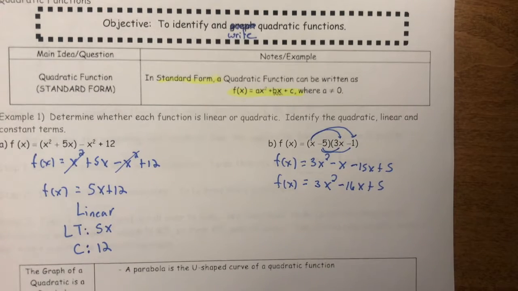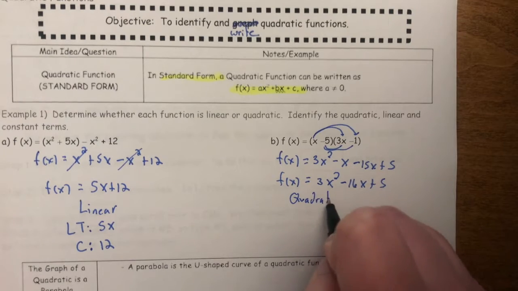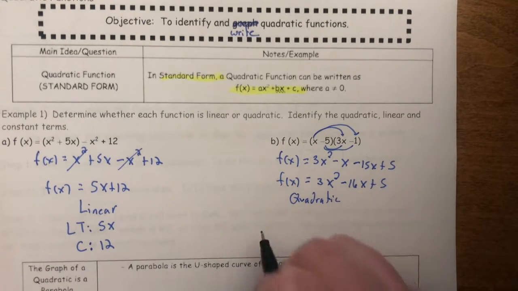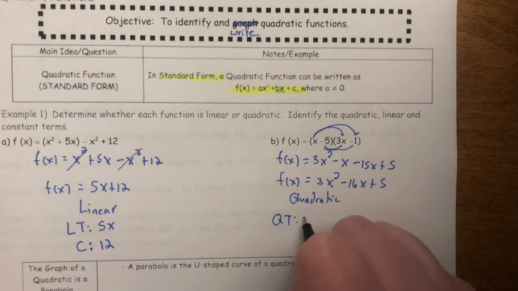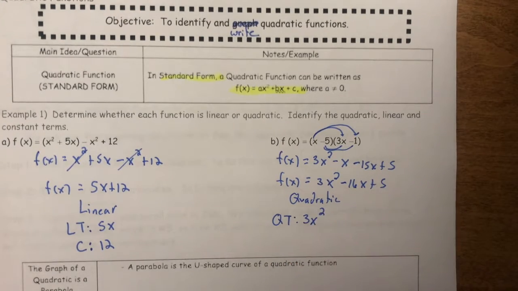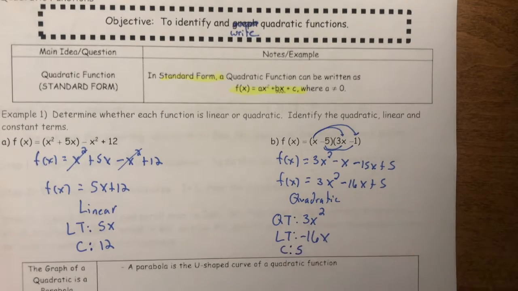So we verified what we said, that it is going to be a quadratic because our highest degree is 2, and now we're going to identify the quadratic term. The quadratic term has the x squared, so that is 3x squared. The linear term is going to be negative 16x, and our constant term is going to be 5.